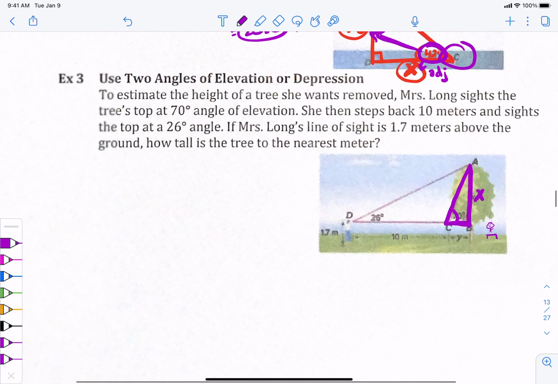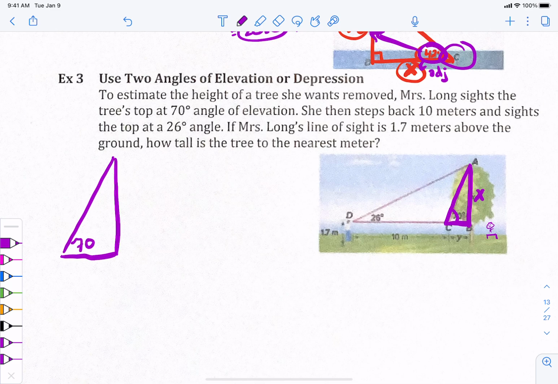Here's what I'm going to do. I want you to do this as well. Make a triangle that's 70 degrees. X is here. We don't know how far she was away from the tree, so we're going to call that Y. That's that purple triangle in there.